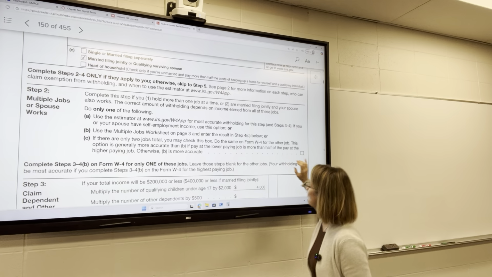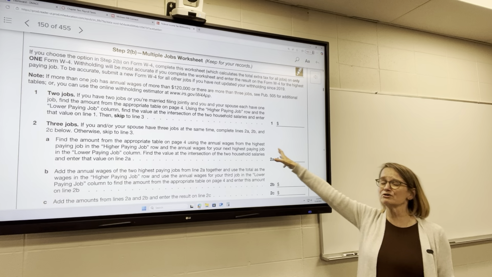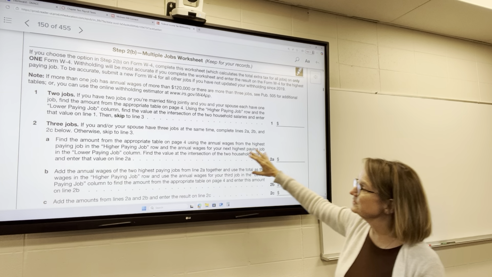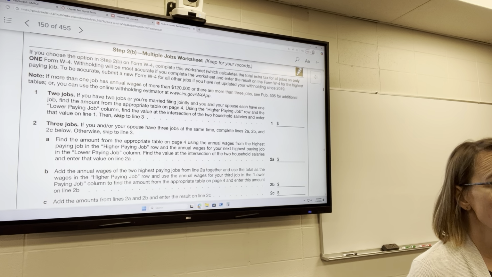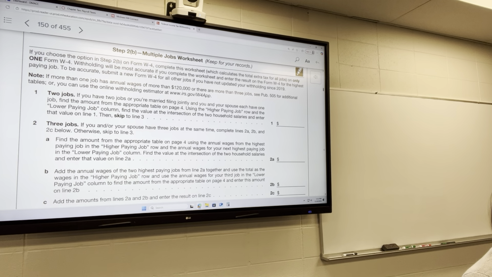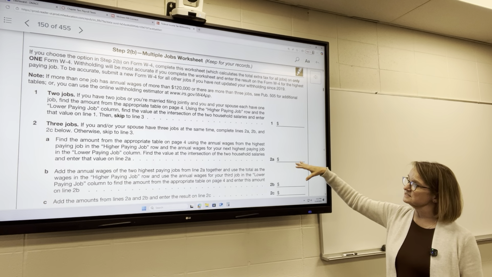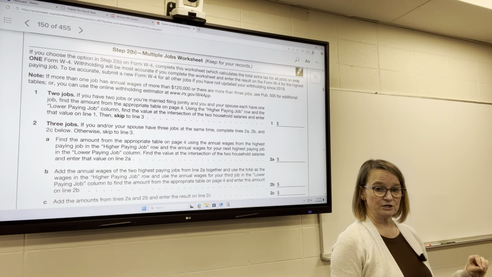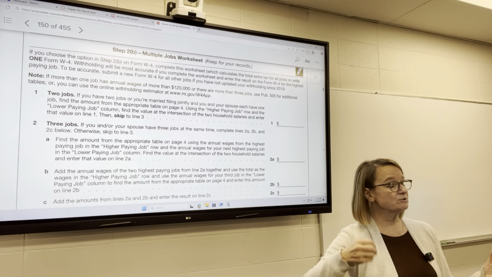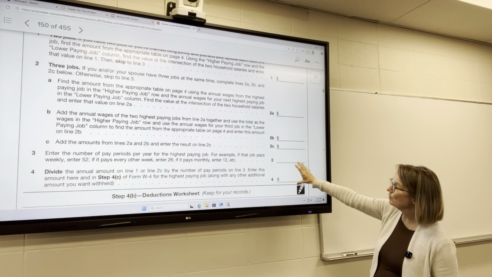Now, there are a couple of other options that aren't quite as involved. One is a multiple jobs worksheet, which is part of the W-4 where the employee can fill this out. Again, they're only filling this out if there is more than one job. So if you're a single individual or head of household and you only have one job, there's no need to fill out any of these items. You don't have to fill out this step at all, this step two. But going through this worksheet is pretty accurate, not as accurate as the estimator, but also not as involved as the estimator to determine what your withholding should be.